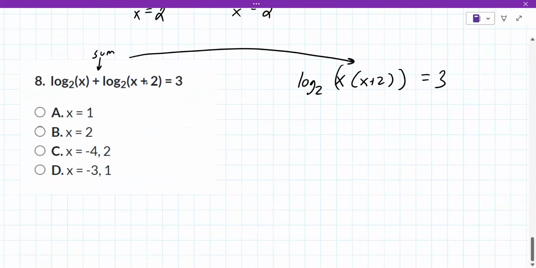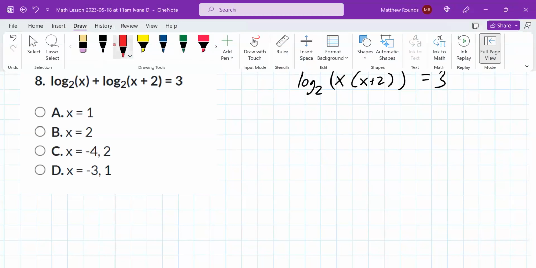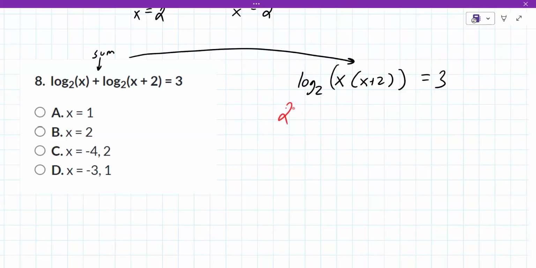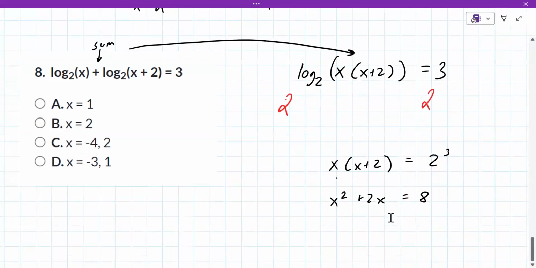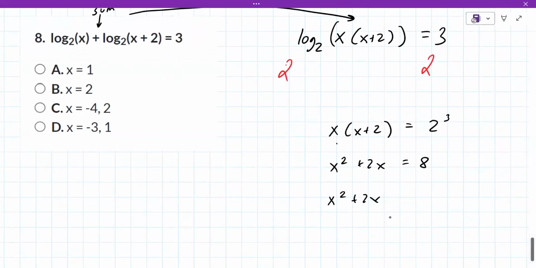All right. How do we undo the logarithm? Put 2 in front of it. Yes. What about the other side? Same for the other side, it becomes 2 to the power of 3. Good. So this is x squared plus 2x equals 8. We're going to move the 8 over, so it's x squared plus 2x minus 8 equals 0.